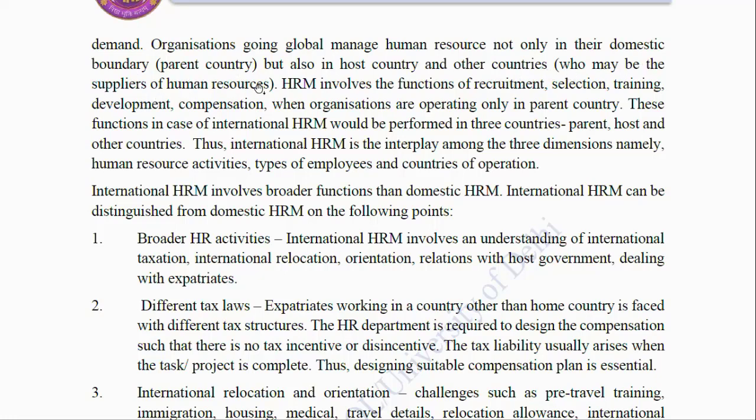of human resources. HRM involves the functions of recruitment, selection, training, development, and compensation when organizations are operating only in parent country. These functions in case of international HRM would be performed in three countries: parent, host, and other countries. Thus, international HRM is the interplay among the three dimensions, namely human resource activities, types of employees, and countries of operation. International HRM involves broader functions than domestic HRM.